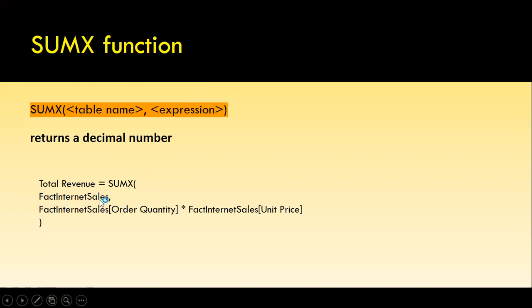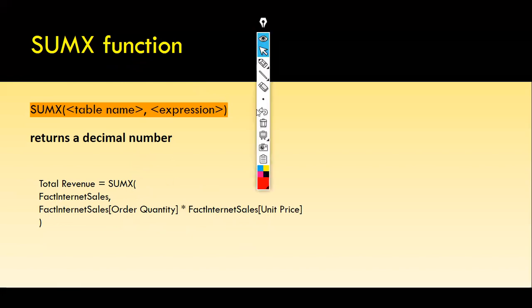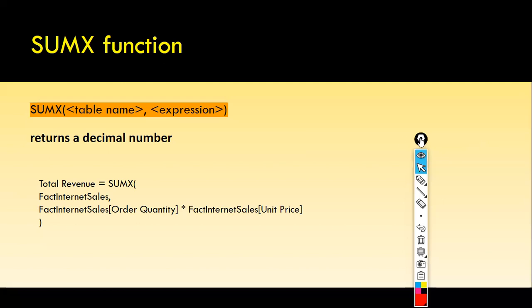The first argument is supposed to be a table name, and followed by that, you can specify either the column name or the expression. In this case, I've used an expression. The expression is the product of the quantity by price. This is my expression. So in this case, what happens? It goes to each and every row of your data set, and it takes the product of these two columns.